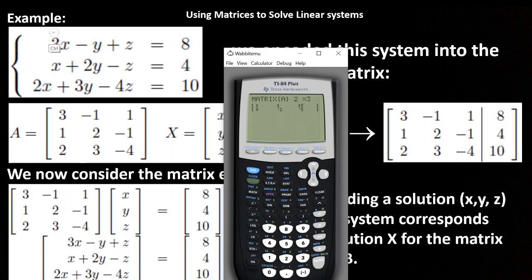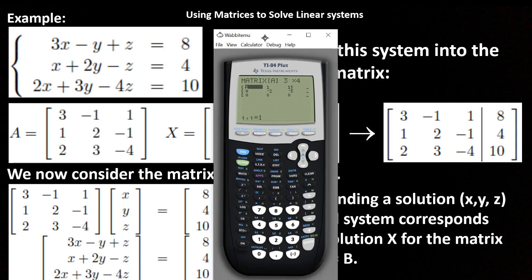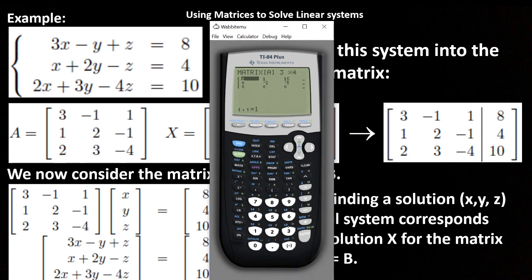So the first row is 3, negative 1, 1, 8. The second is 1, 2, negative 1, 4. And 2, 3, negative 4, 10, right? Then, what's the dimension? 3 by 4. So we put 3 by 4. And we put the numbers there.